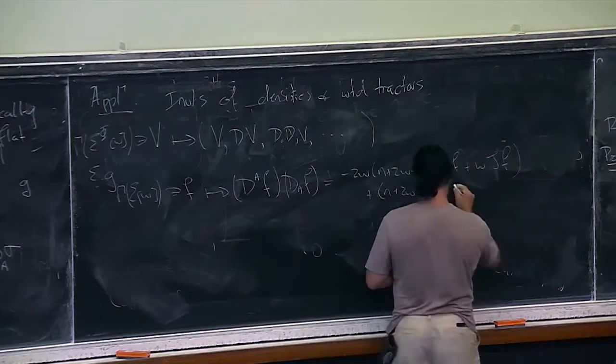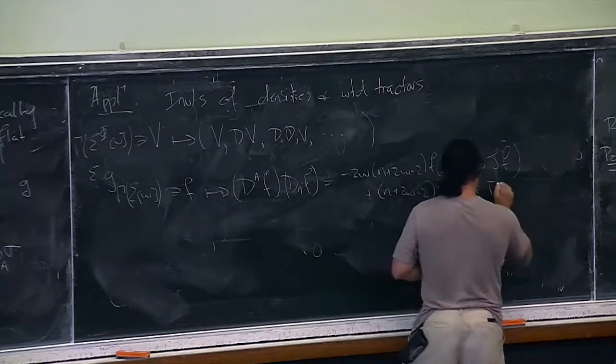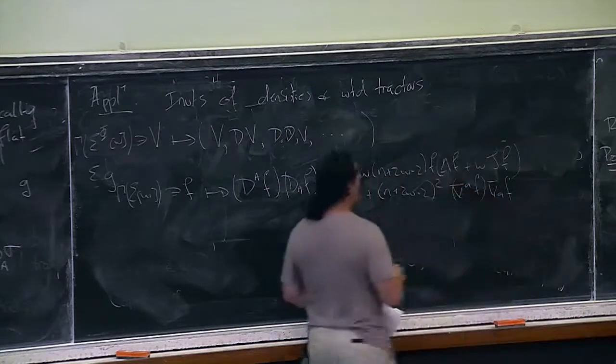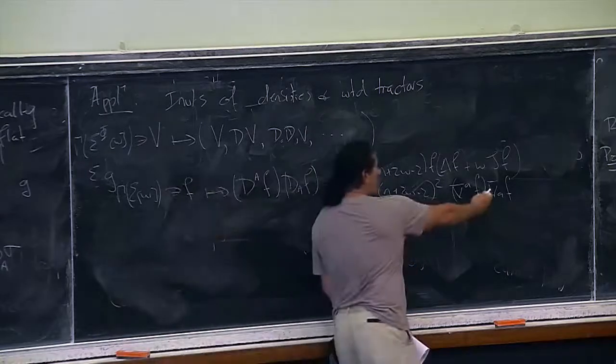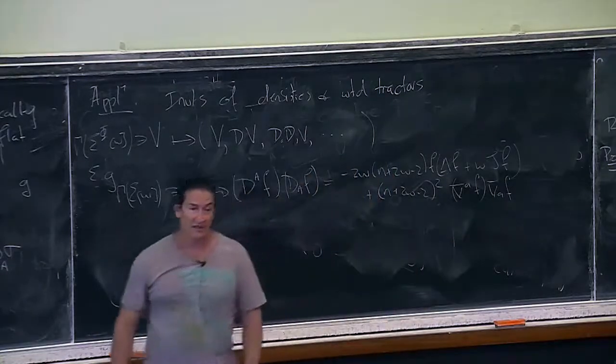The details don't matter much here, of course. This is not an important example. It's just an example to show you how this works. So this thing on the right-hand side is conformally invariant, right?